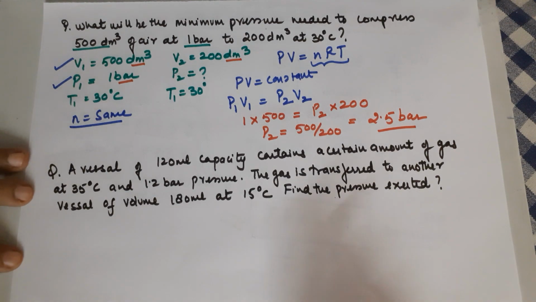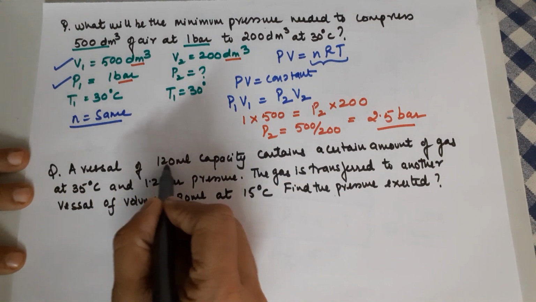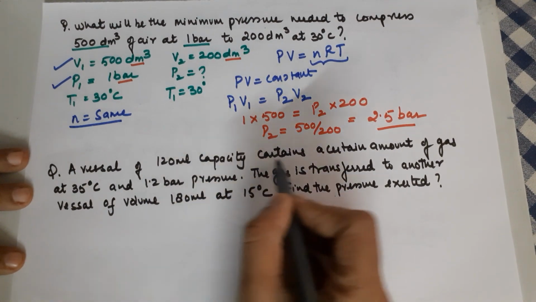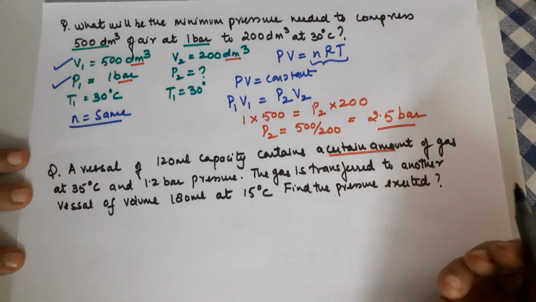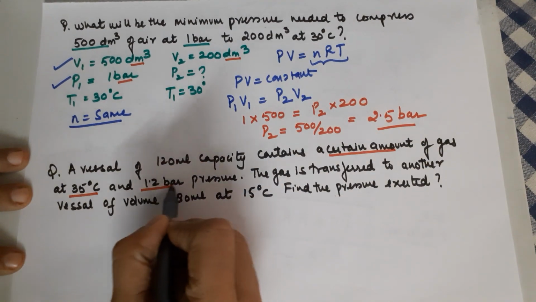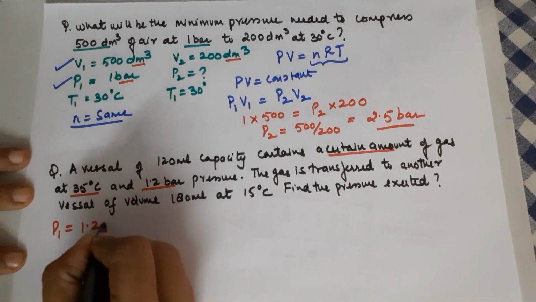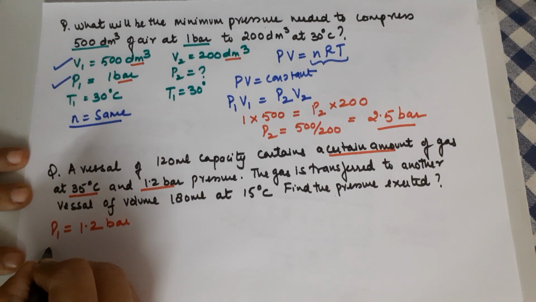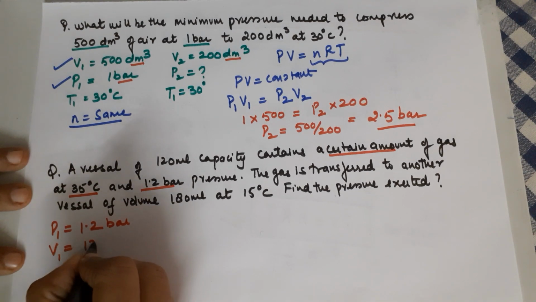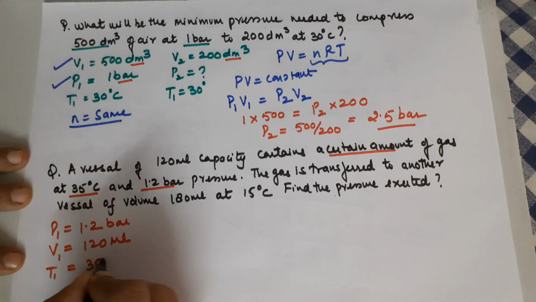Moving on further to the next question. The next question says a vessel of 120 ml capacity contains a certain amount of gas, which is not given, at 35 degrees C and 1.2 bar, which means you know the pressure 1, you know the volume 1, you know the temperature initial.